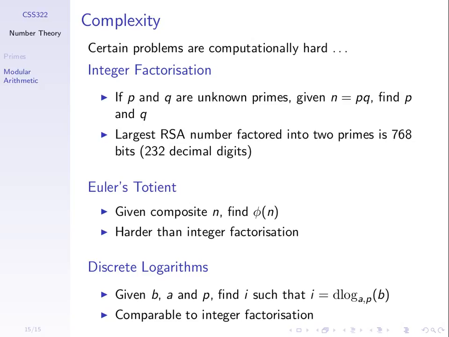But if we know n, but we don't know the prime factors of n, finding the totient, think about checking: is 2 relatively prime with n? Is 3 relatively prime with n? And so on. That approach, if n is large enough, cannot be solved in reasonable time. And the last one is solving discrete logarithms. Find the exponent, when you're given some base a, some modulus p, find the discrete logarithm of b. Again, that's considered, when we have numbers large enough, impossible to solve. We'll use those in the next topics to explain how different security algorithms are considered secure.